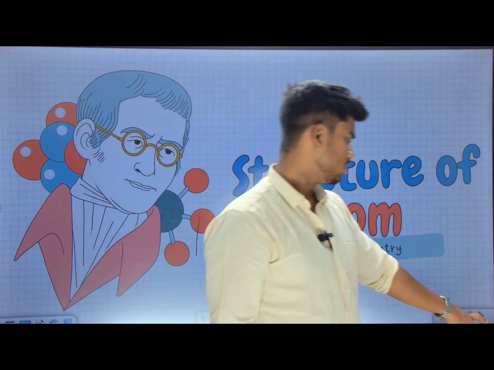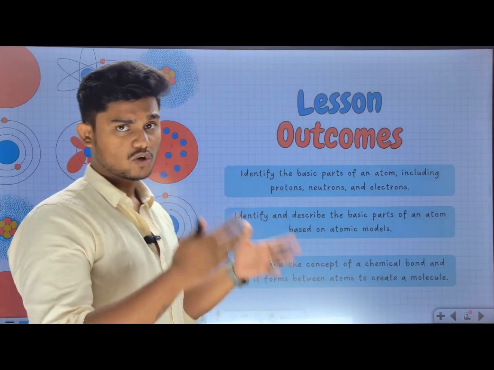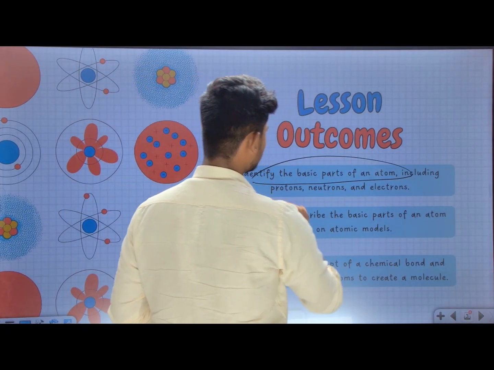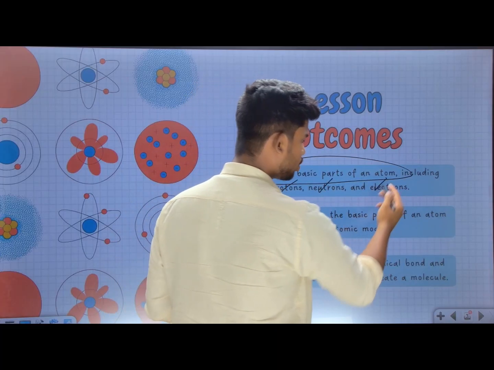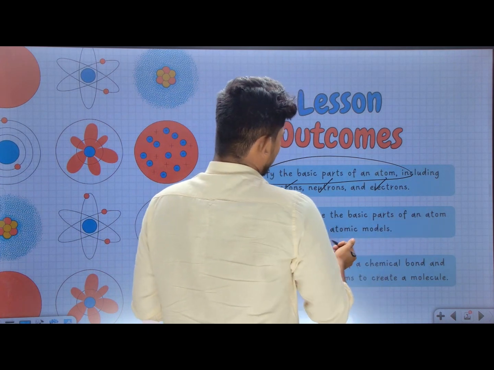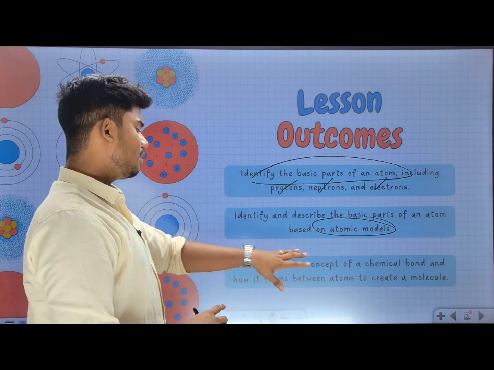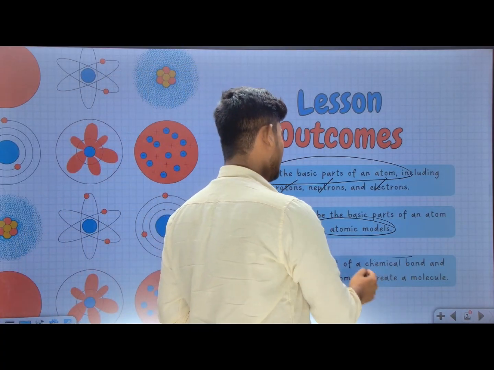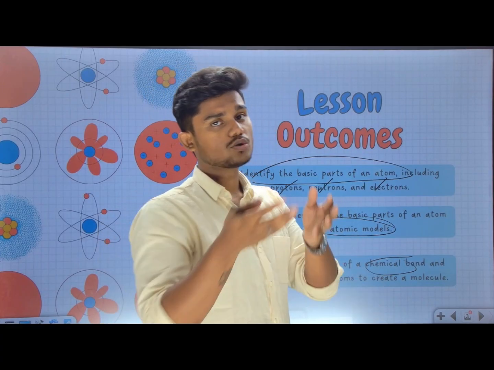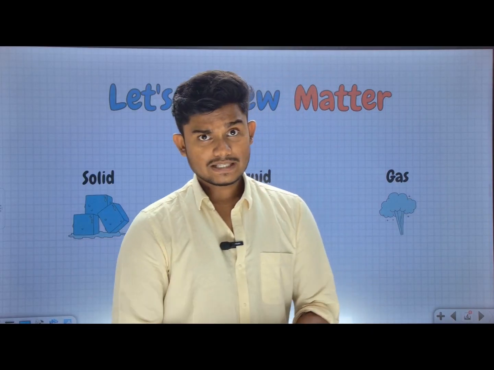So moving ahead, in today's lesson, we'll be having the following outcomes or targets that we should fulfill. We are going to identify the basic parts of atom. We are going to study protons, neutrons, electrons, which are nothing but subatomic particles. And then we are going to identify atomic models. We are going to study about multiple atomic models available. Last but not least, we are going to understand chemical bonds and how those chemical bonds are helping atoms to enter into the world of molecules. With that said, let's start our today's chapter.